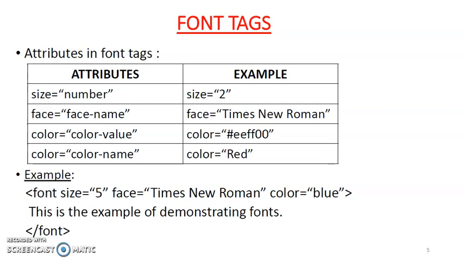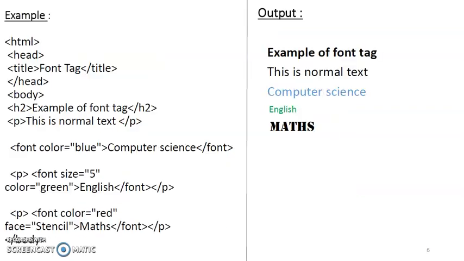Okay. See, you can see the example. Your font size is equal to 5. Face is equals to Times New Roman. Face means what? Your font name. And the color is blue. And I am writing some text in between the font tags. It means this is the example demonstrating fonts displayed with font size 5, font face Times New Roman with blue color. Okay, it's very simple.